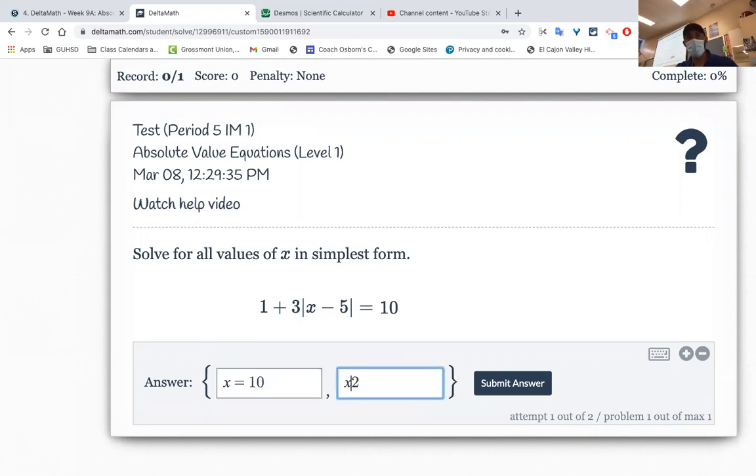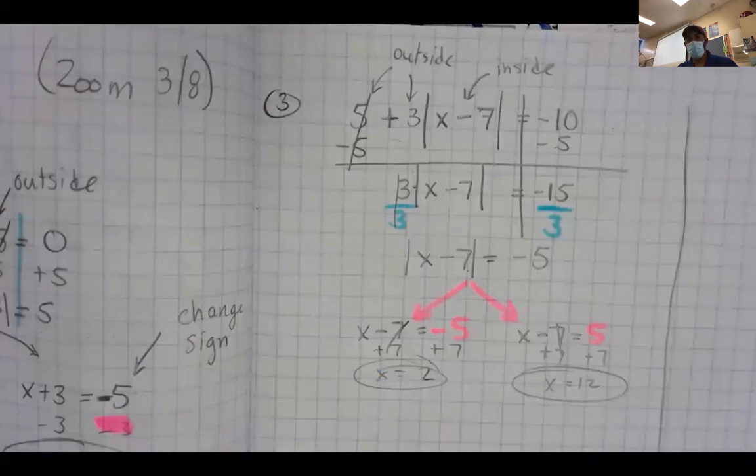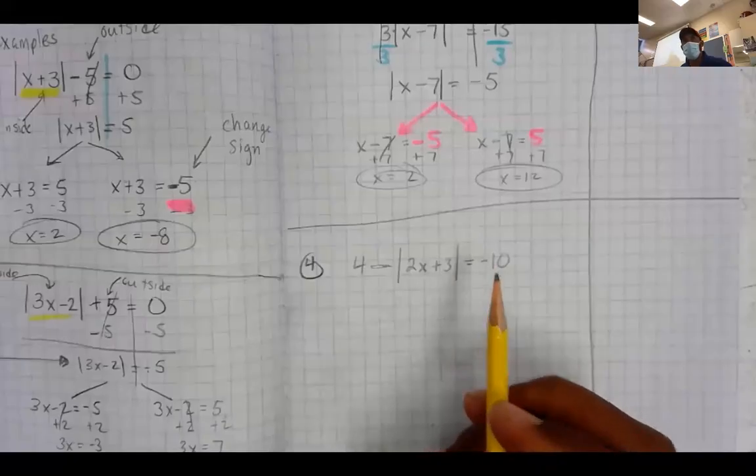If you've gotten used to Deltamath by now, you've never had to say x equals or a equals. You literally just put your numbers. Equals negative 10.